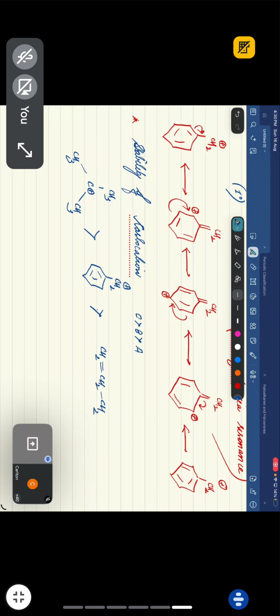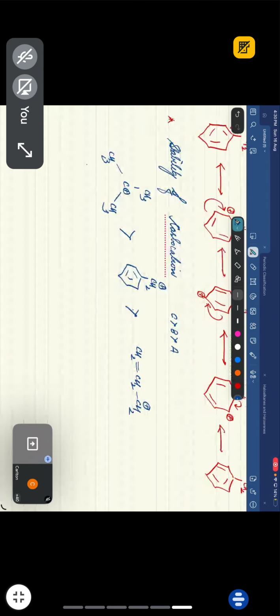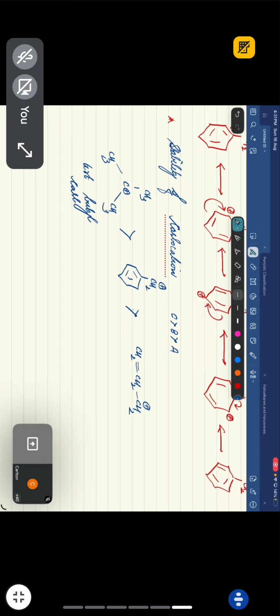So remember this order of reactivity. This is tertiary butyl carbocation, the normal carbocation. That's why I'm using C. Tertiary butyl carbocation, C. This is my benzylic carbocation, and this is allylic.